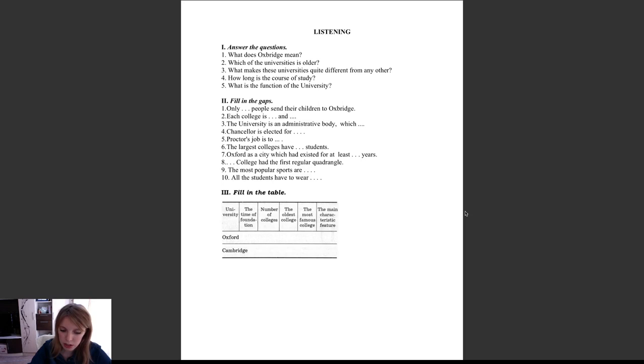In every college, there are students of various specialities, but each student follows his own course of study. The largest colleges have more than 400 students. The smallest have less than 30. Oxford is one of the oldest universities in Europe. It did not come into being all at once. Oxford had existed as a city for at least 300 years before scholars began to resort to it.